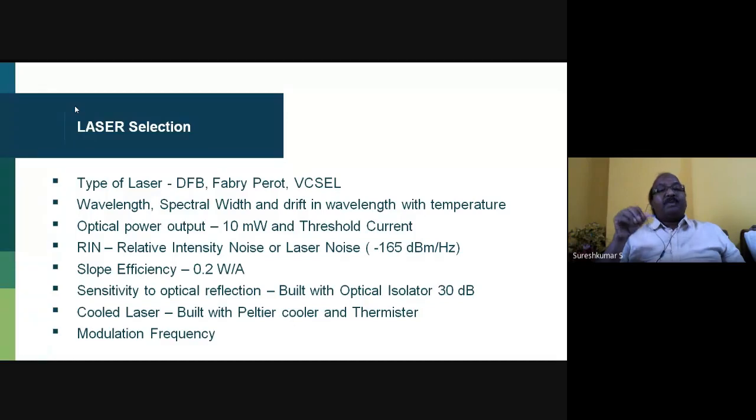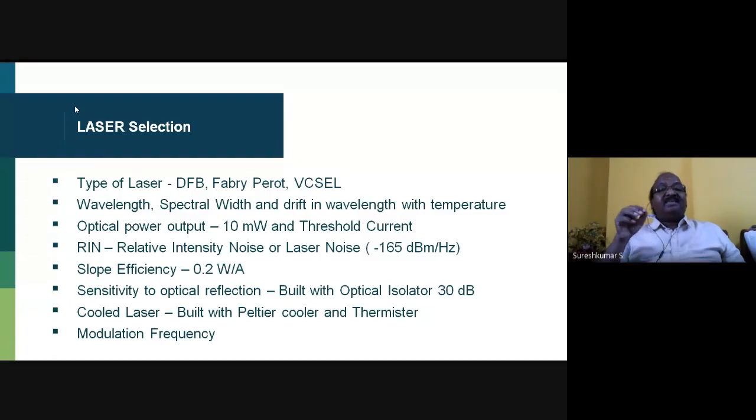And then the slope efficiency, how much current you need to modulate to get the optical power. So it is like current versus optical power. The higher the slope efficiency, the better the efficiency of the conversion there.